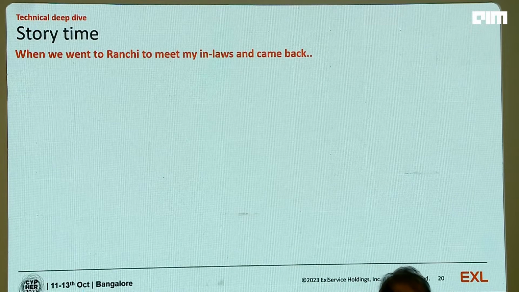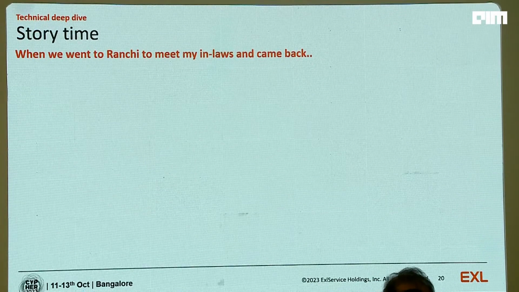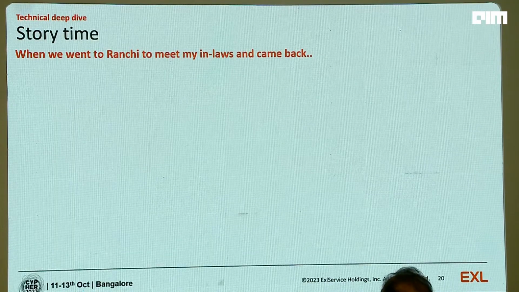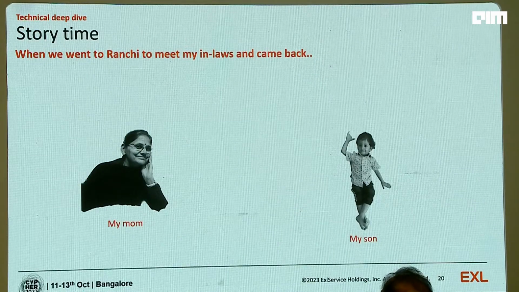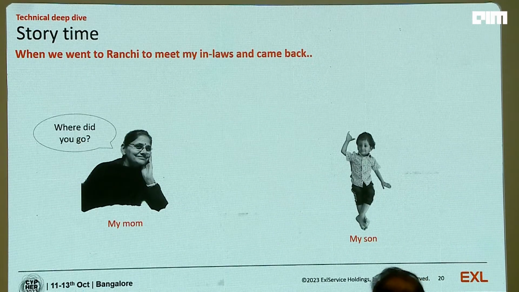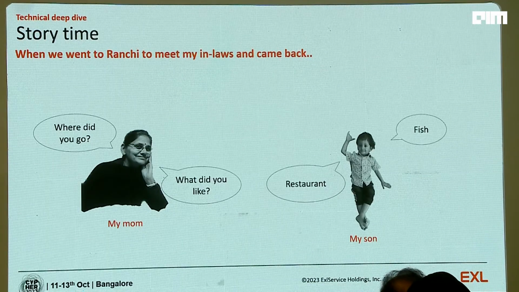Now, story time from my side. In this long weekend of 15th August, we went to Ranchi to meet my in-laws, and we came back. The lady on the left-hand side is my mom, and the boy on the right-hand side is my son. She asked a very basic question: where did you go? And he answered, restaurant. She asked another thing: what did you like? And his answer was fish.